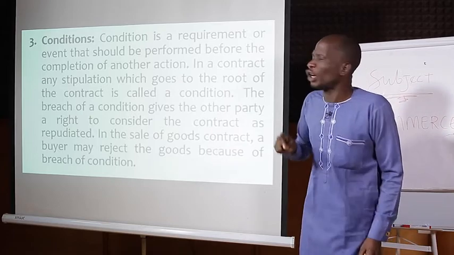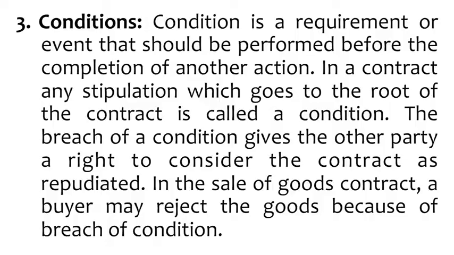The third one is conditions. A condition is a requirement or event that should be performed before the completion of another action. In a contract, any stipulation which goes to the root of the contract is called a condition. The breach of condition gives the other party a right to consider the contract as repudiated or rejected. In the sense of a goods contract, a buyer may reject the good because of the breach of condition.